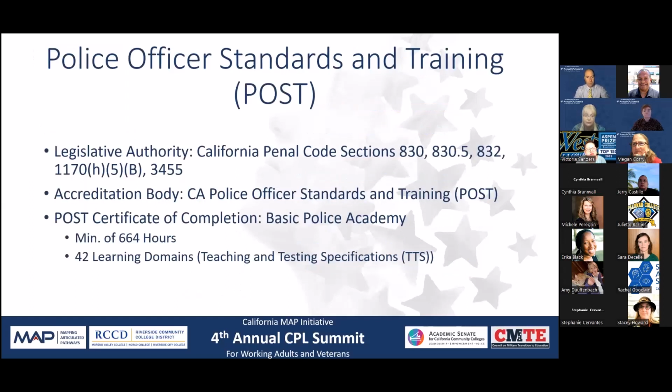So police officer authority in California comes from a variety of legislative authority and the state accreditation body POST. One of the first conversations we had included that while the minimum number of hours is 664, everyone in the work group agreed that our academies throughout the state are well over 1,000 hours, and some are even higher than 1,200. We also agreed that if we were going to do this right, we needed to align all 42 POST learning domains and teaching and testing specifications with our courses within the Administration of Justice program.